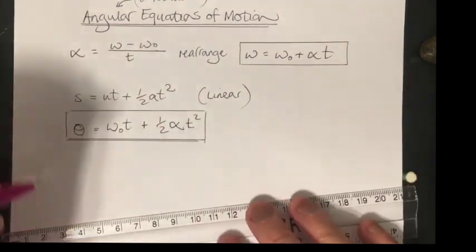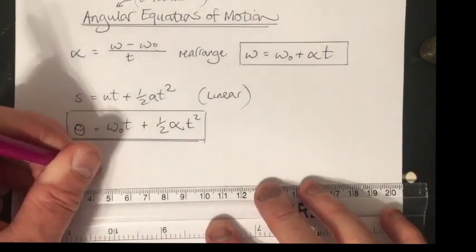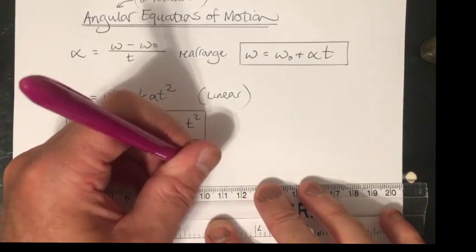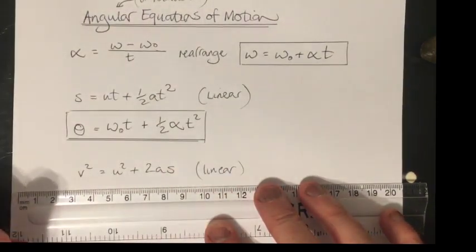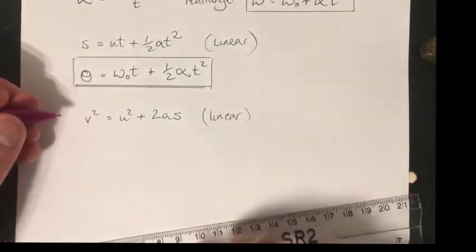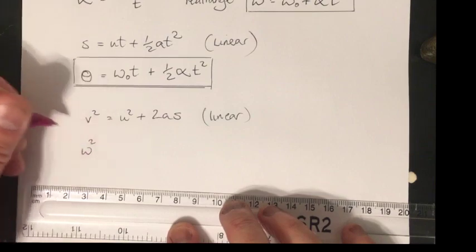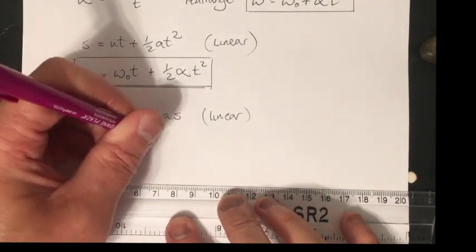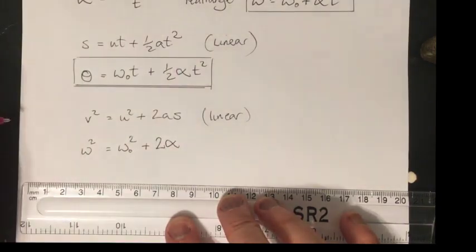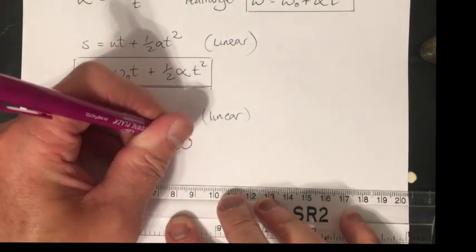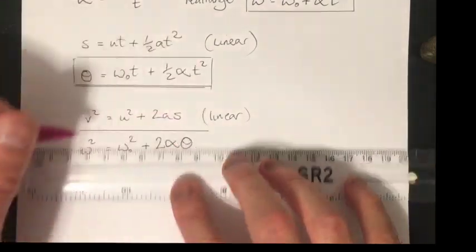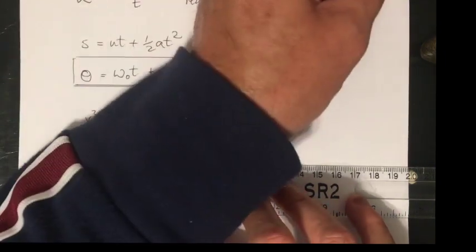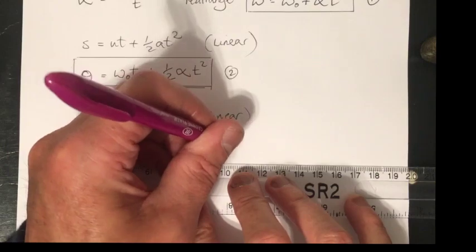There's a third one though, wasn't there? Remember, v squared equals u squared plus 2as. That's the linear one. What's our angular one going to look like? Well, final, that's omega squared, equals initial, omega naught squared, plus 2 times angular acceleration, alpha, times displacement, theta. That is our rotational or angular equation of motion. And there's the 3 of them. They look similar. That's number 1. That's number 2. That's number 3.